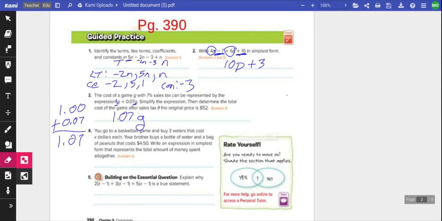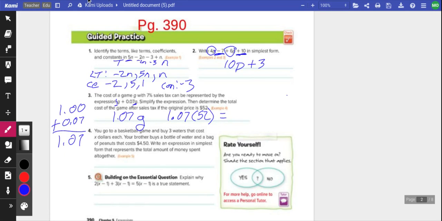So now we just need to take this G and replace it with the 52. Okay, so if I take my 1.07 times my $52, what is that going to then equal? Okay, and we get $55. Remember, your dollar sign goes first, and 64 cents. Okay. All right, our next one.